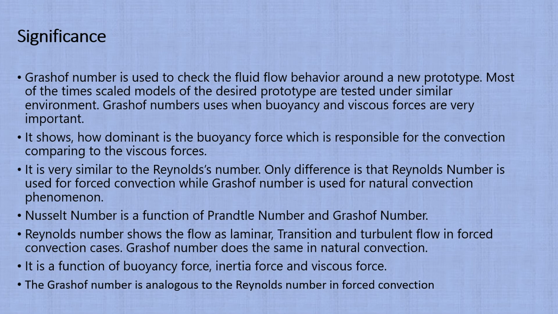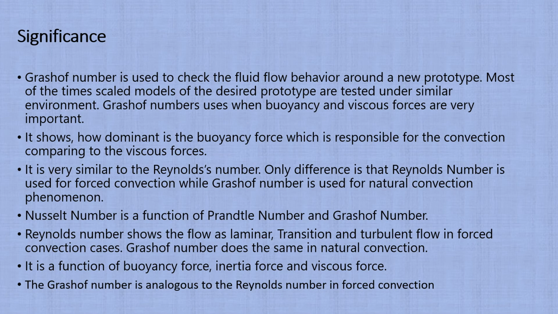And the Nusselt number, we know that it is a function of what? Prandtl number and Grashof number. So in this slide you have very important information to be noted: the Grashof number is the ratio of buoyancy forces to viscous forces, and the Nusselt number is a function of Prandtl number and Grashof number. Please keep it in your notebooks.